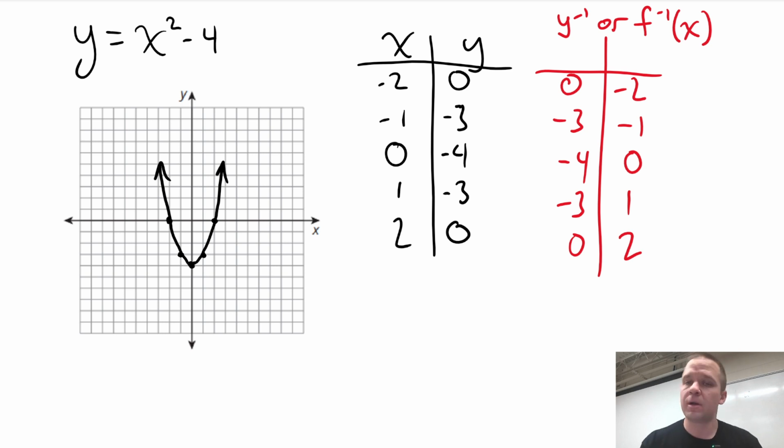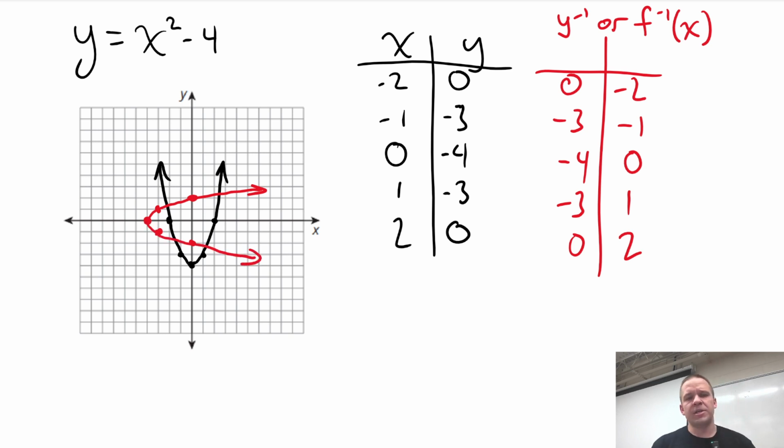Now let's plot them. And I'm going to be careful how I say the numbers this time so I don't mix them up. So we have 0, comma, -2. We have -3, comma, -1. We have -4, comma, 0, -3, comma, 1, and 0, comma, 2. And then I'm going to go ahead and connect my dots in this lovely quadratic.